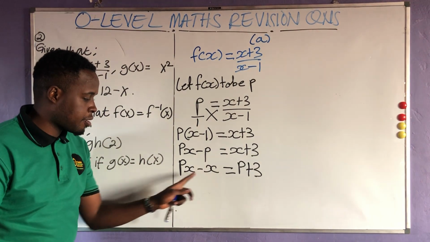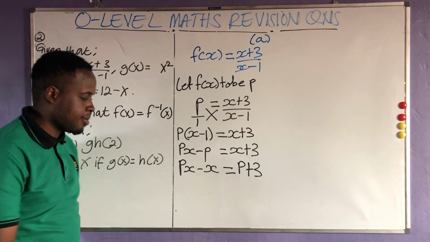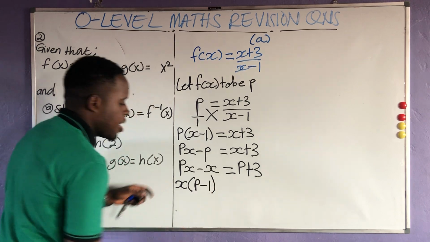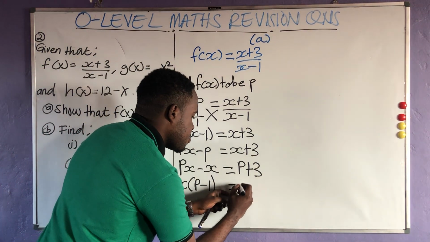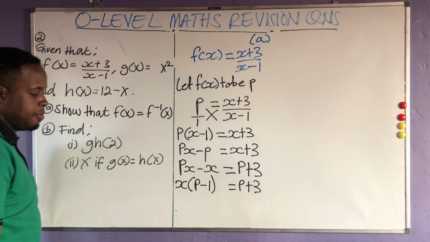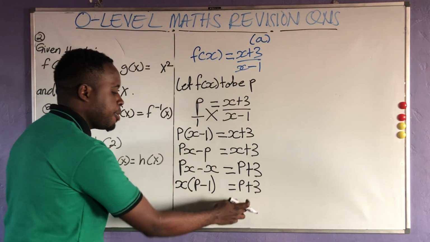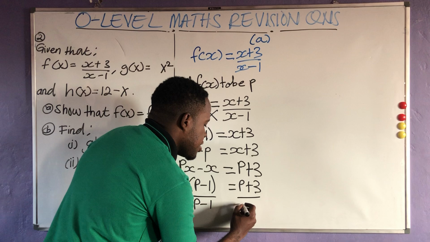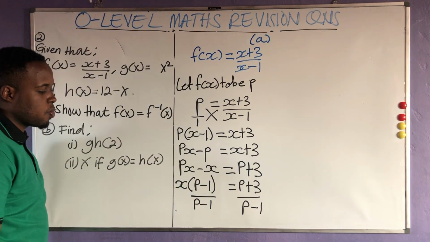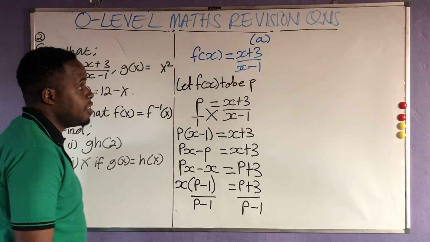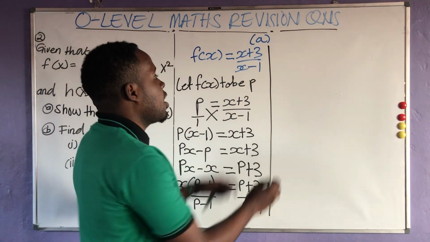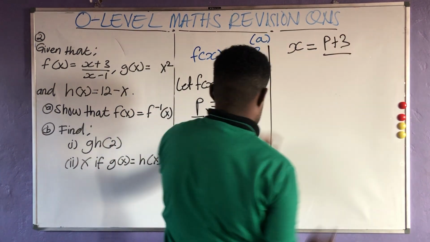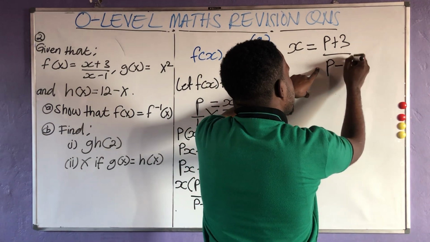So here we shall factorize out the common factor. The common factor is x. We shall pull it out. So when you pull out x, we shall have x times p minus 1 being equivalent to p plus 3. So to make x the subject, we shall divide by p minus 1 on both sides. So when you divide by p minus 1, these ones will be leaving us. And we shall have our beautiful x being equivalent to p plus 3 divided by p minus 1.